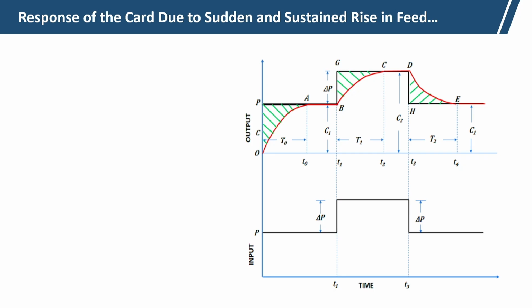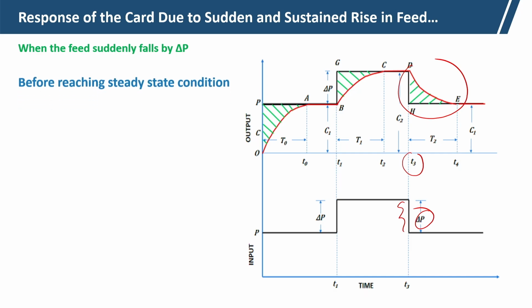Now, here we can see the next step, when there is a sudden fall in the feed. At time T3, the input material is suddenly dropped by delta P. When input material is dropped, before reaching the steady state condition, it will not suddenly reach the steady state condition. There will still be some additional load on the cylinder, which is shown by the hatched line.